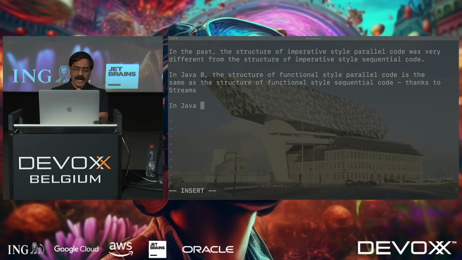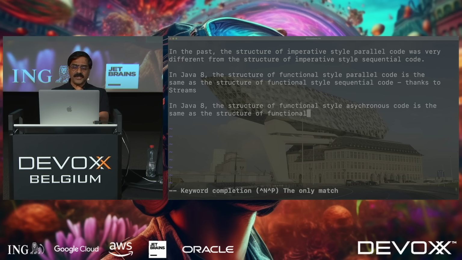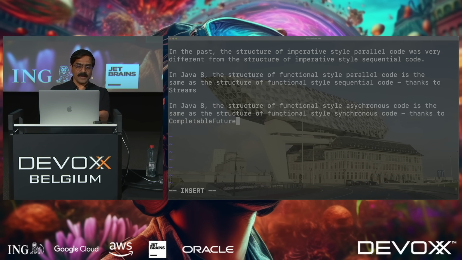Also in Java 8, the structure of functional style asynchronous code is the same as the structure of functional style synchronous code. Again, who should we thank? That's right, CompletableFuture, you got it. Now, look at the sad part though. In order for you to make use of it, you had to write code in functional style. Like I said, I love functional style. But the problem is, functional style is great, but working with impurity and exceptions is very difficult.